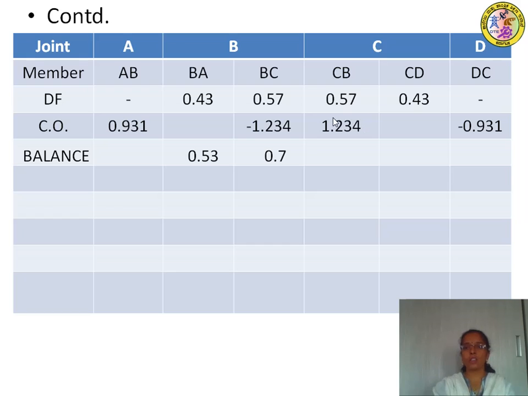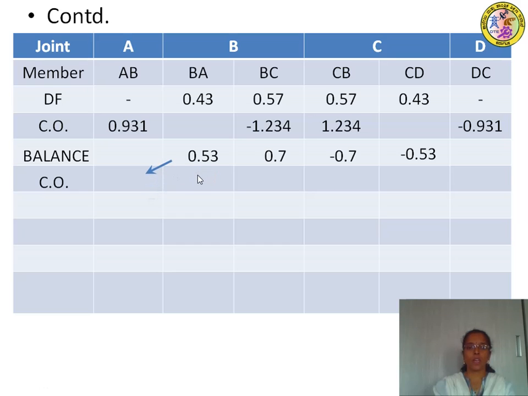Similarly, joint C is imbalanced by plus 1.234. Therefore, balancing moment will be minus 1.234. So minus 1.234 into 0.57 will be equal to minus 0.7, and minus 1.234 into 0.43 will be equal to minus 0.53. So as soon as the balancing moments are applied, moments are carried to the far ends.